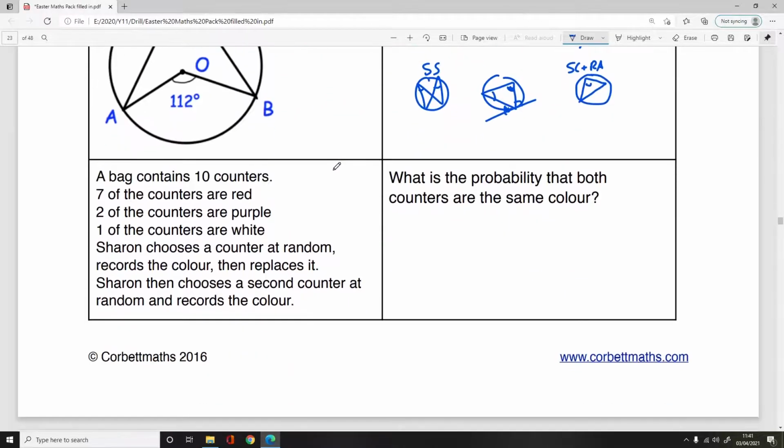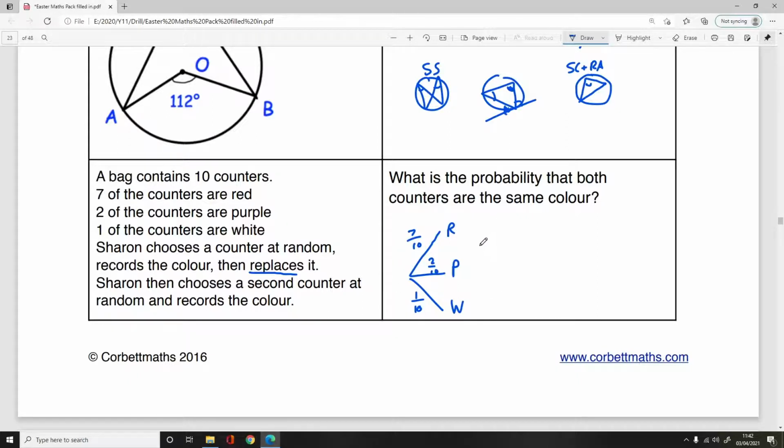Okay, this looks like a tree diagram, and I think it is. So what happens? Sharon chooses a counter at random, records it, and then replaces it. Okay, so we put it back, and then chooses a second counter. Yeah, this is a tree diagram. So what are your choices here? Your first choice is the counter that you pick out first, which could be red, or it could be purple, or it could be white. The probabilities of those: there are 7 reds, 2 purples, 1 white, and there's 10 total.